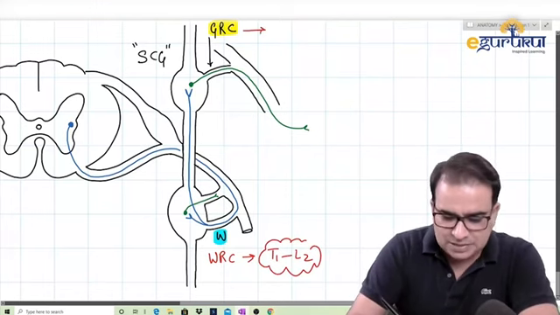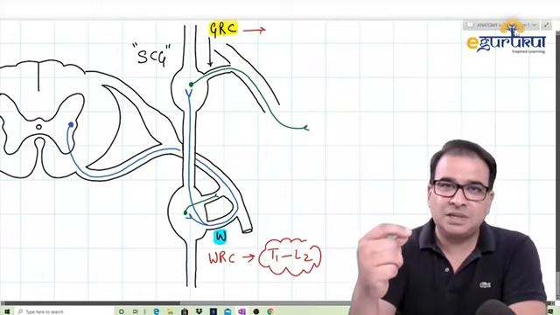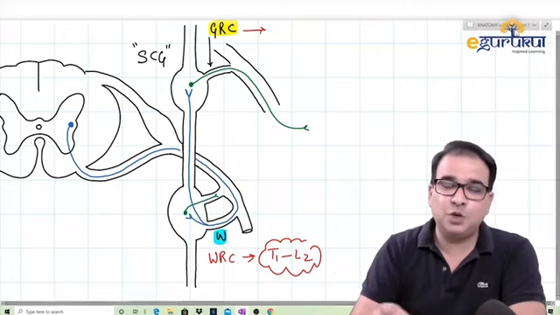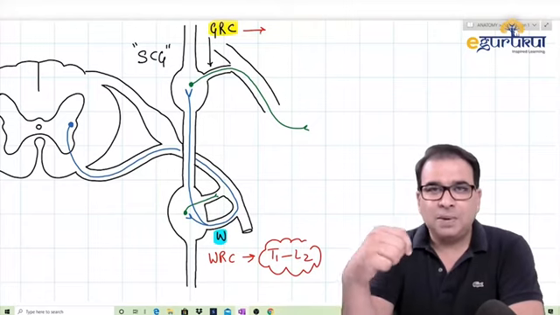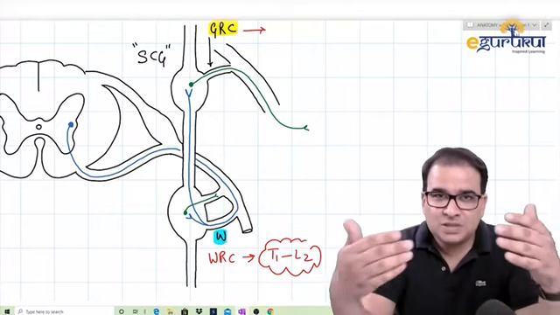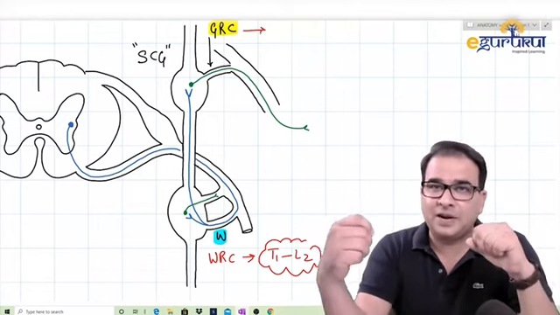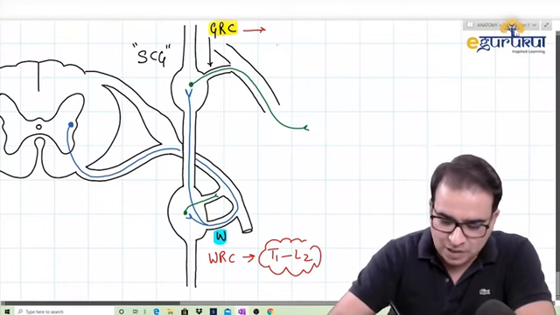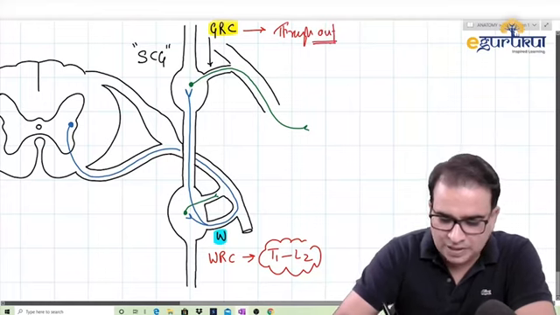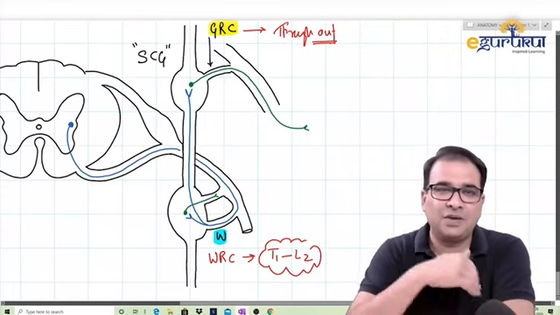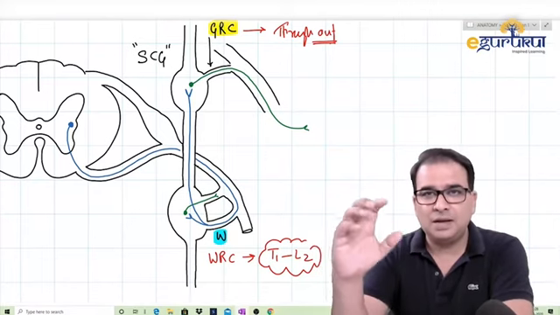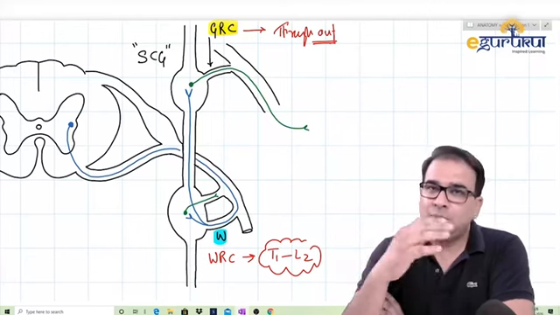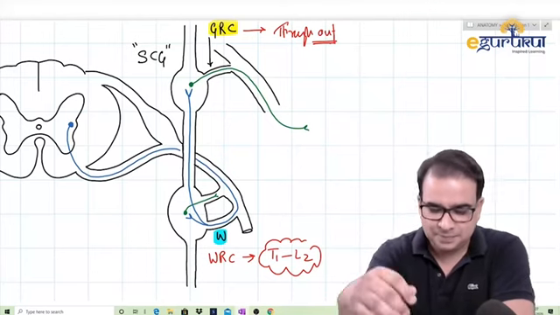But the gray ramus communicans is the one which is the exit from the sympathetic chain. So wherever you have a sympathetic chain, you obviously will have an exit pathway there. Entry pathway is only from T1 to L2, but exit pathway is present everywhere because the post-ganglionic fiber has to go out and supply the effector organ. That's why the gray ramus communicans is present throughout the sympathetic chain. So we have gray ramus communicans everywhere, but white ramus communicans only in the T1 to L2 region where the preganglionic nerve has to enter inside.